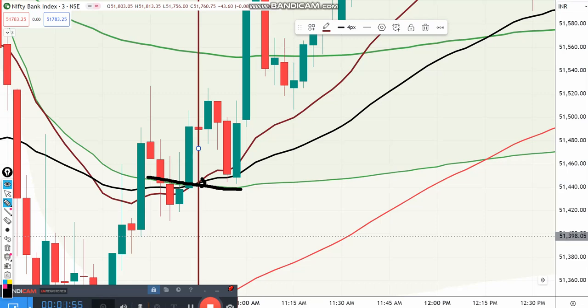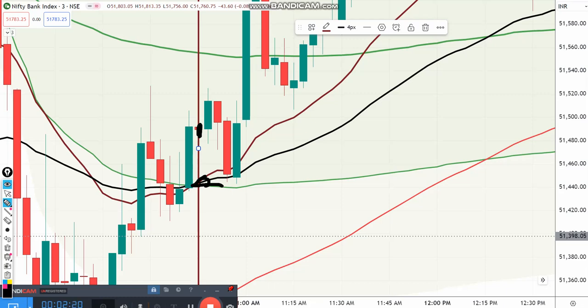Actually, I entered in this candle, which I should not have done, because in this candle the 21 MA was not clearly visible above the 50 MA. So this was a trap. The market fell for some distance after this point. So this is the right entry candle. I should have entered in this candle when there was a crossover angle between the 21 MA and the VWAP band.